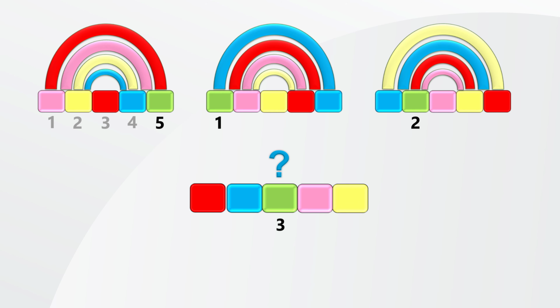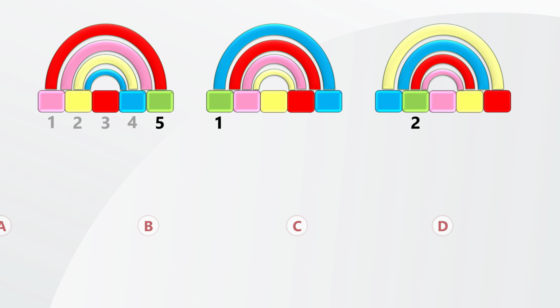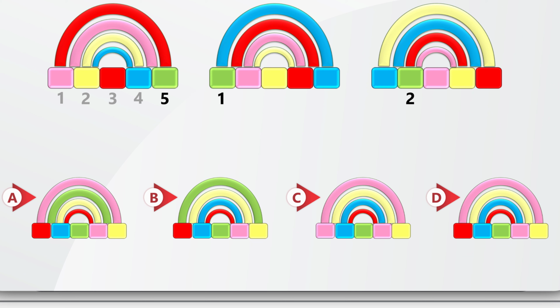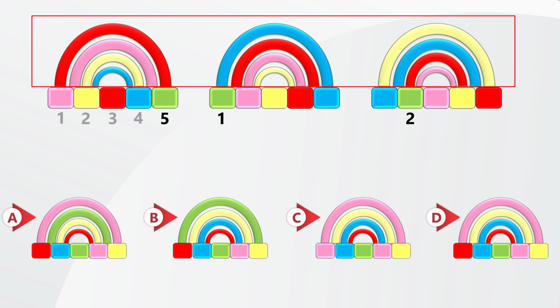But guess what? If you look at the possible choices, you see that in all 4 choices, choices A, B, C, and D, the green square is in the middle. So this is not much help. This is why to get to the correct solution, we need to focus on the top sections of the rainbow.